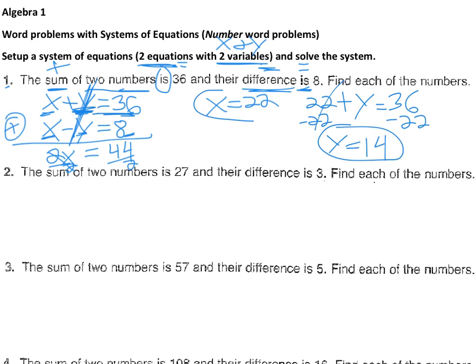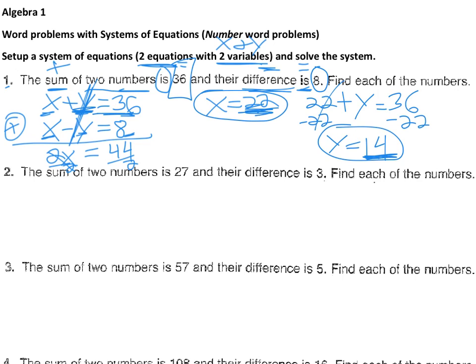All right? And we can check it right away. If I look at the two numbers, 22 and 14, if I add them, it gives me the 36. If I subtract them, 22 minus 14, that gives me 8. And that's what it said in the original problem. All right, so we're just going to keep it real basic.